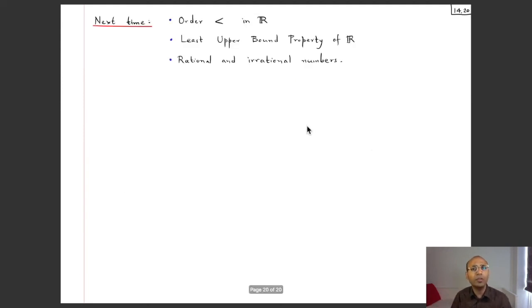So next time we will define the order relation in R, and then we'll talk about the least upper bound property of R and also discuss rational and irrational numbers.